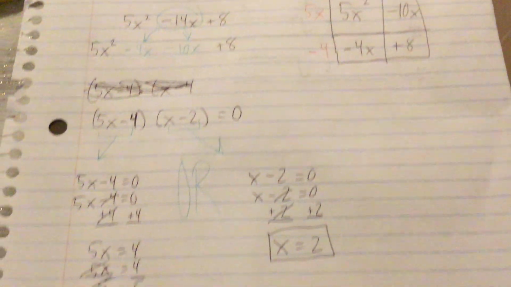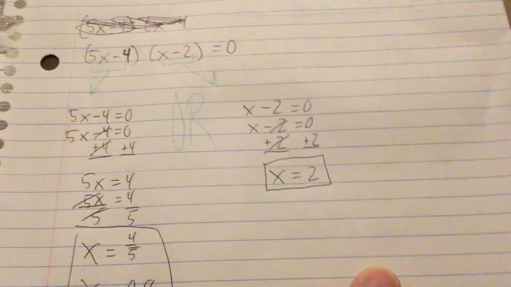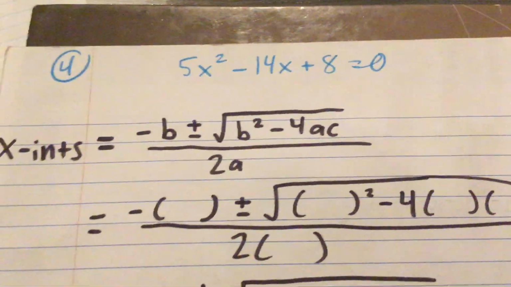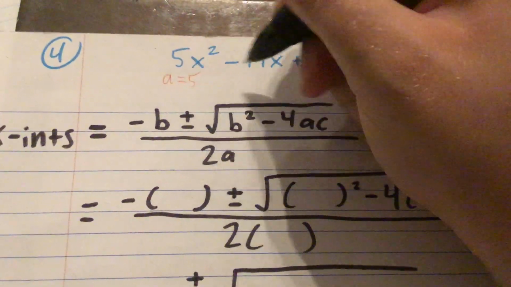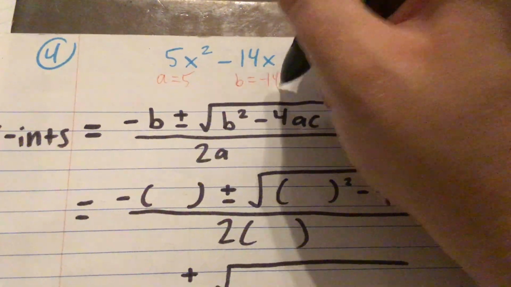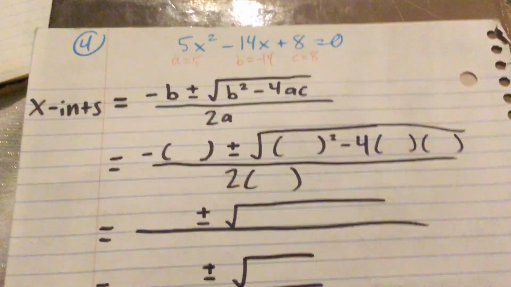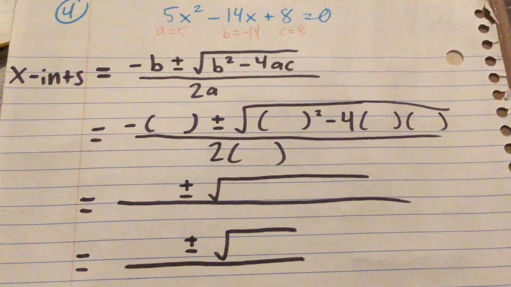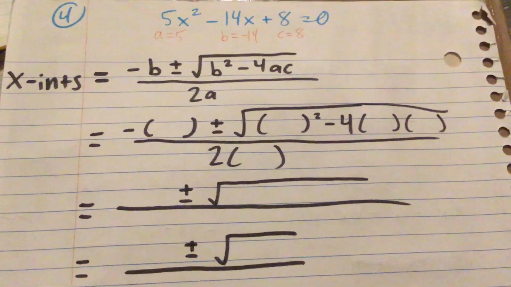Right? So what if that was too hard for you? I agree. We can always use the quadratic formula because for some reason I like the quadratic formula. It's the end all be all. So in particular, you plug in a equals 5, b equals negative 14, and c is equal to 8 into this monstrosity. Remember, negative b plus or minus the square root of b squared minus 4ac, all that over 2a. And we're going to plug in a, b, and c.